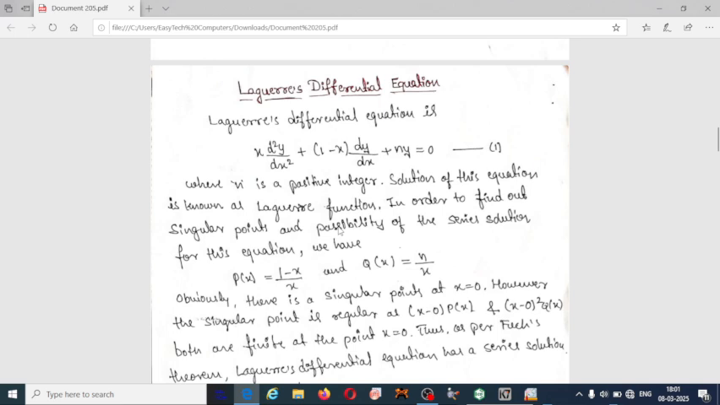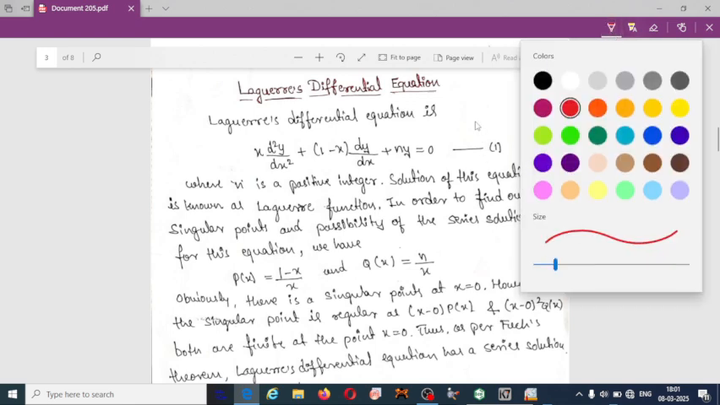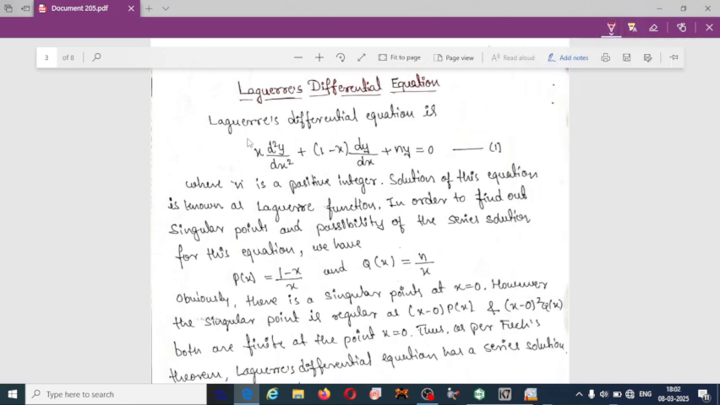Explain you how to obtain a Laguerre function. That is one of the special functions. First what we have to do, we have to consider the Laguerre's differential equation. So here I have written the Laguerre's differential equation. It is given by the second order differential equation.